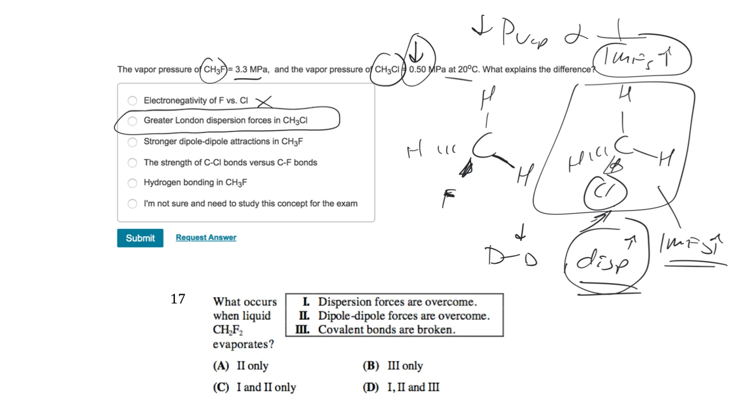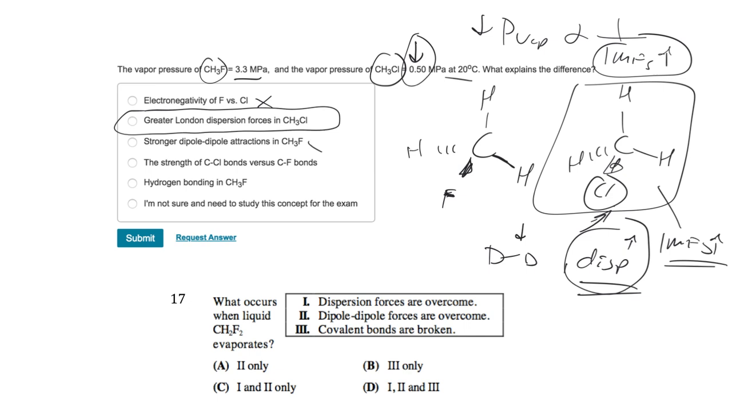The word London is often not used anymore, so often we just call it a dispersion force, but we used to call these things London dispersion forces. I don't think our book uses that word anymore, but some old problems do. But this is just what we think of as being the dispersion force. So the simple dispersion force in CH3Cl is greater than CH3F because it's bigger. That's going to be the primary factor that leads the intermolecular force in CH3Cl to be stronger than CH3F.